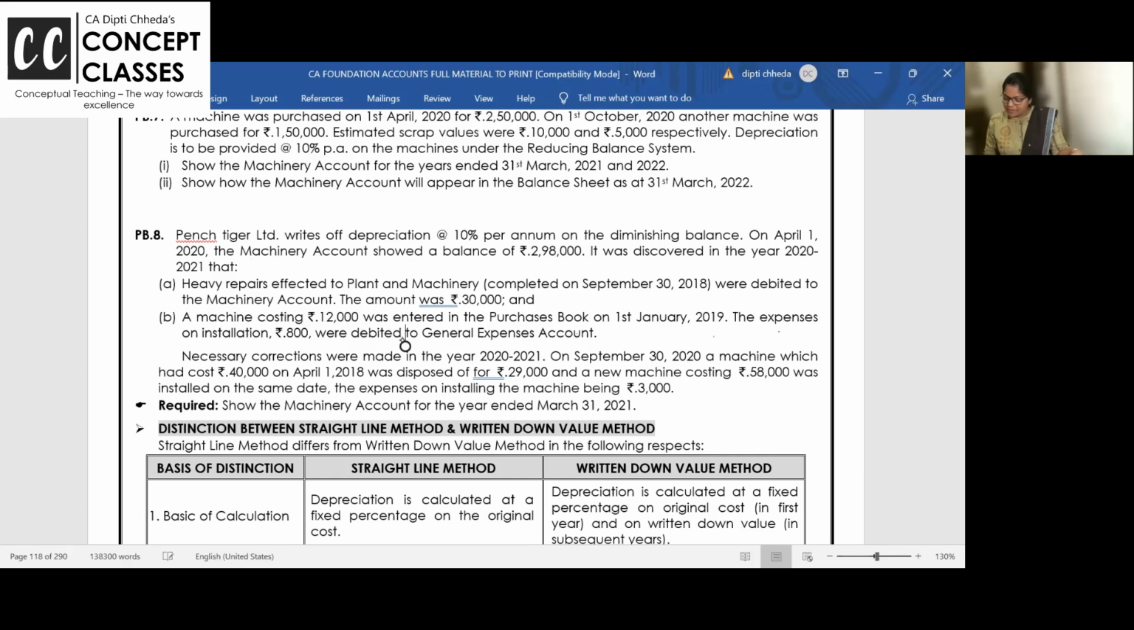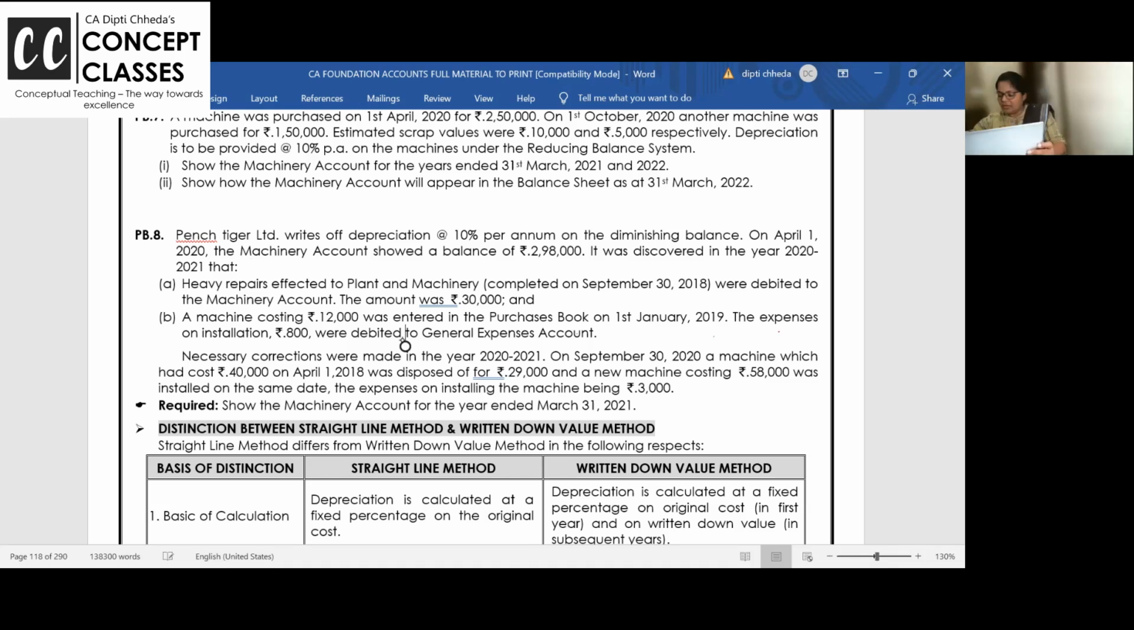Necessary corrections are made in 21. On September 20, a machine which had a cost of 40,000 was disposed of. A new machine was purchased, and the expenses of installing the machine are given. Some repairing expenses you had capitalized by mistake. Right now the year going on is 2021.